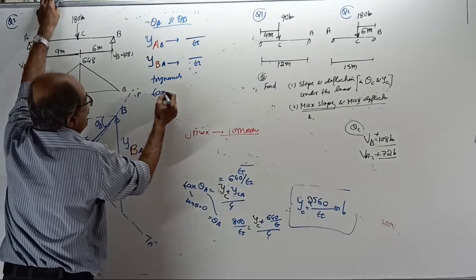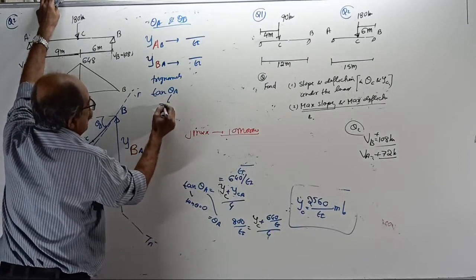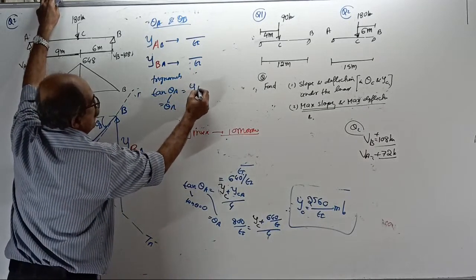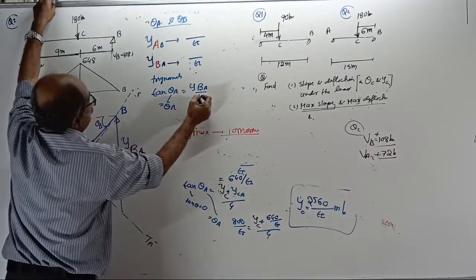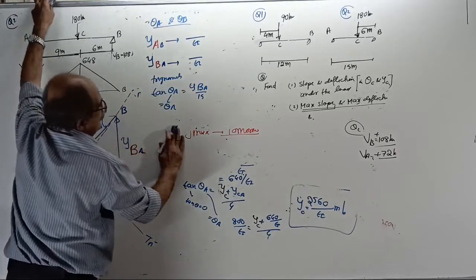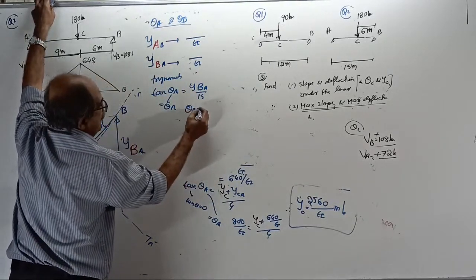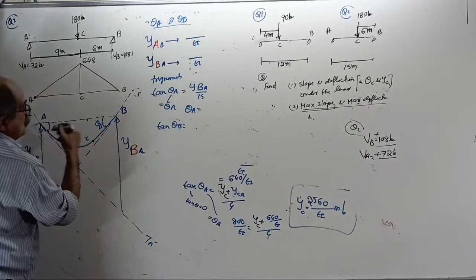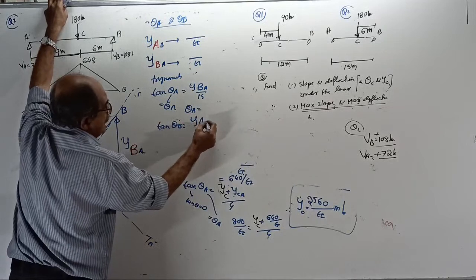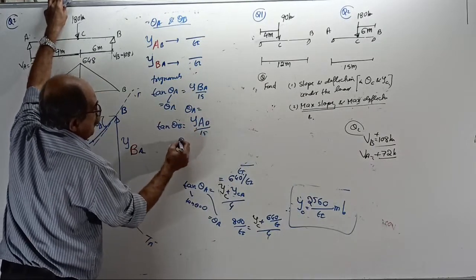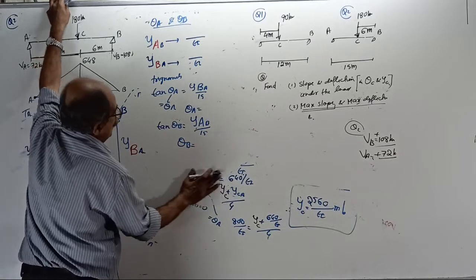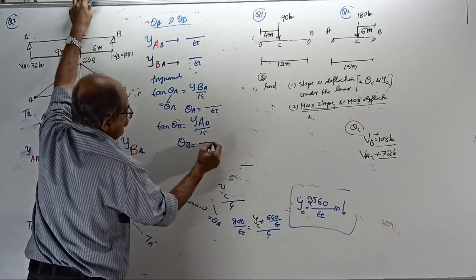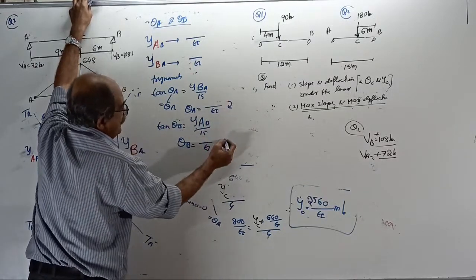See, tan theta A equals y of B with respect to A by 15. Full span is 15. Therefore, you get the value of theta A. And tan theta B equals y of A with respect to B by 15. Therefore, you get the value of theta B. We get the values of theta A and theta B. Something by EI, something by EI. This will be clockwise, this will be anti-clockwise.